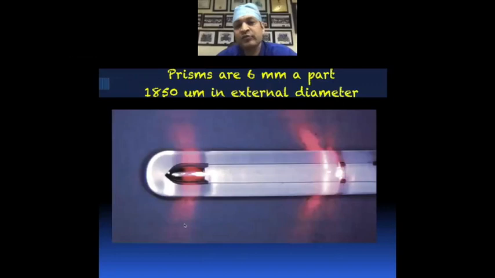So if you look into this, this is a close-up of the radial fiber. There are 2 prisms in the radial fiber, which are 6 millimeter apart. So let's say if you want to deliver 8 watts, if there are 2 rings, it will deliver half in the front and half at the back. So it divides the energy into 2 points, and it radiates the energy all around the fiber.